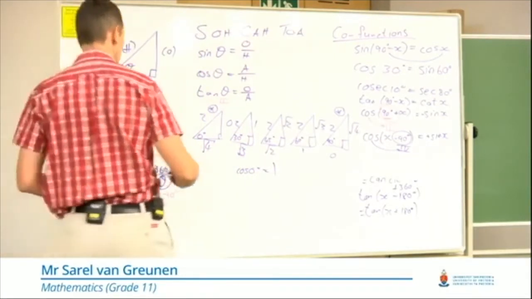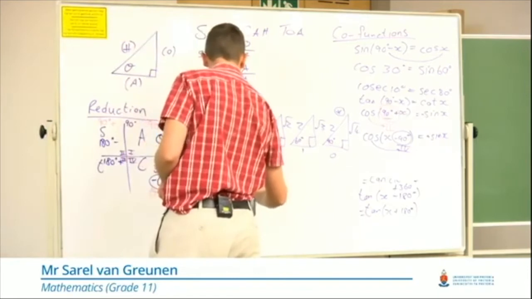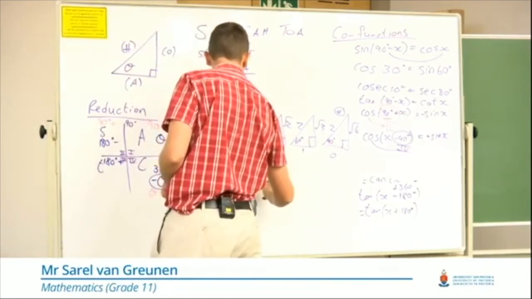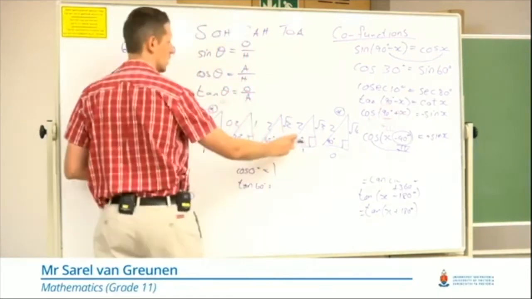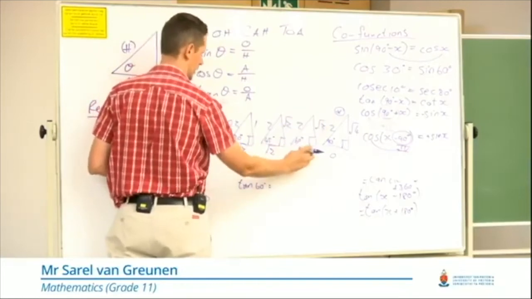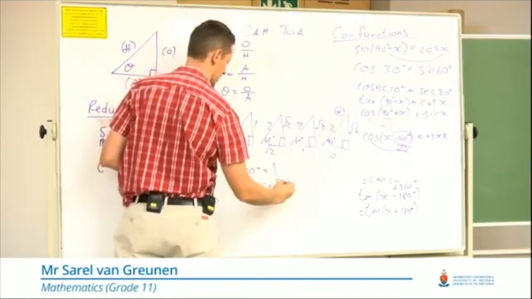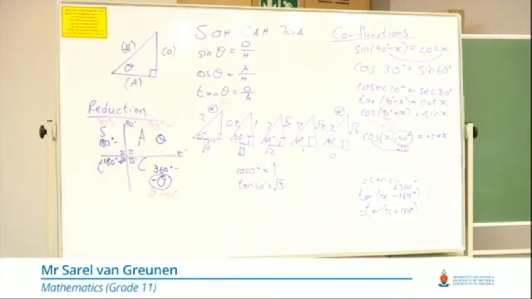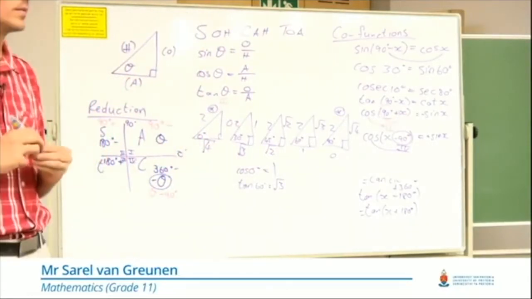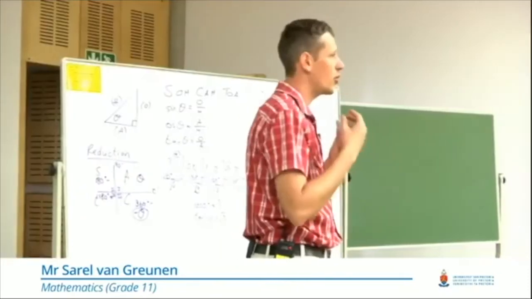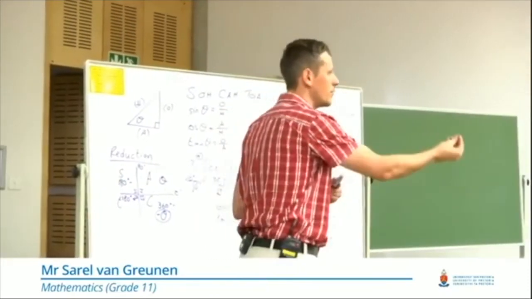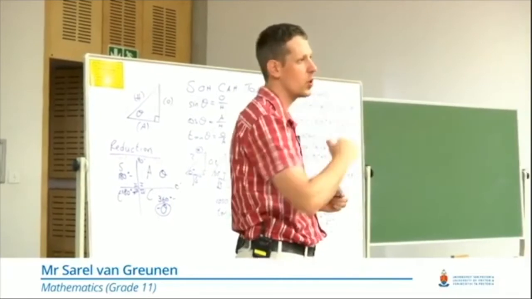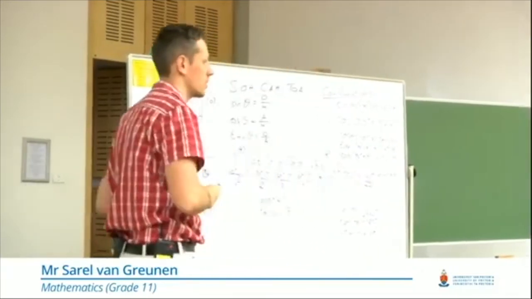It helps me to go tan of 60 degrees, opposite over adjacent. It's quick and easy. If you can do 5 seconds or 10 seconds, you can draw up all the triangles you need.